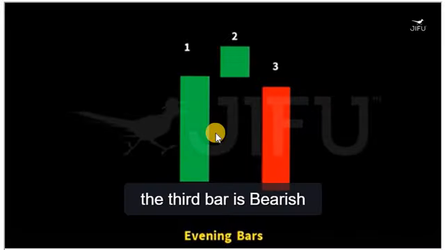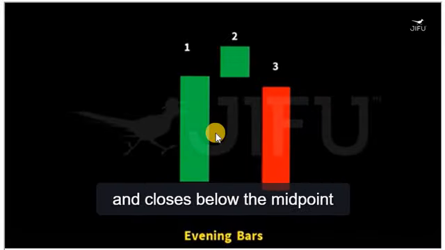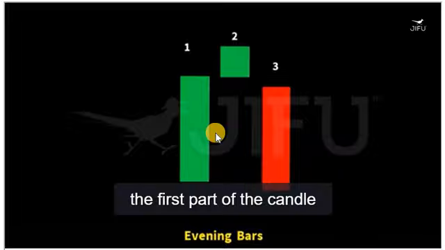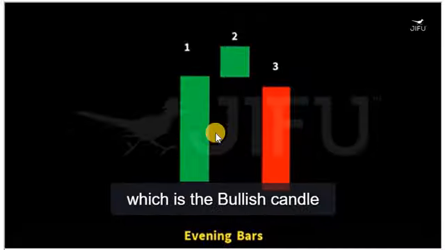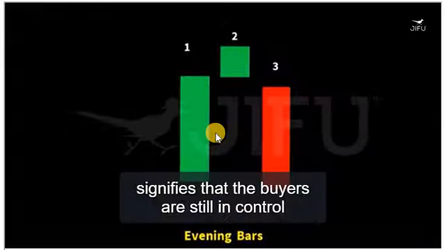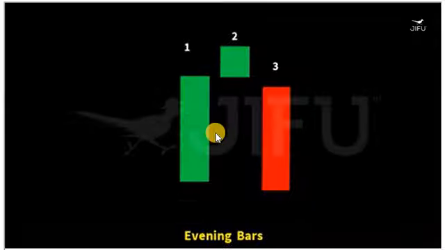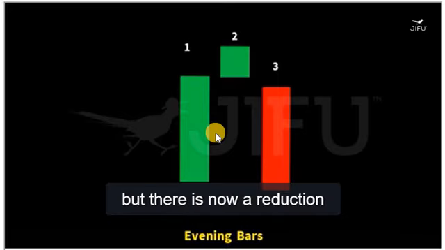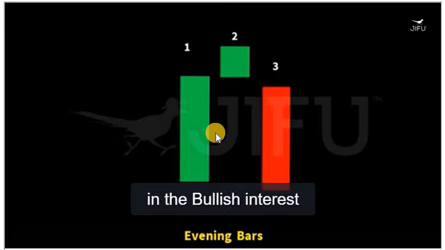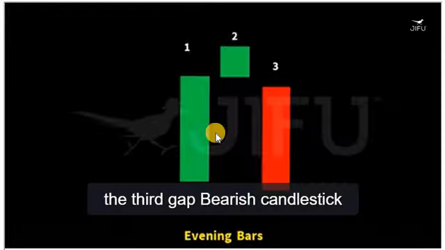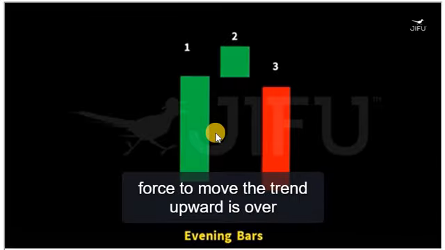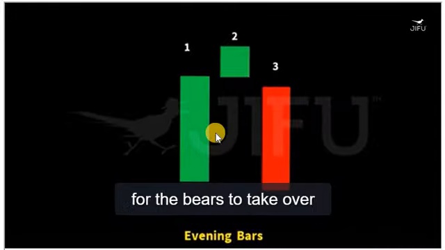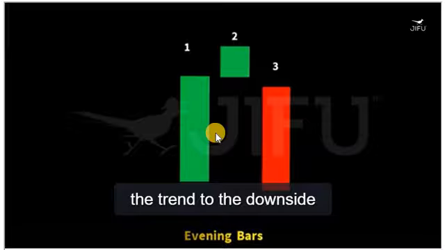The third bar is bearish, which gaps down and closes below the midpoint of the first candlestick of the pattern. The first part of the candle, which is the bullish candle, signifies that the buyers are still in control of the bullish trend. The second candlestick shows that buyers are still in control, but there is now a reduction in the bullish interest. The third gapped bearish candlestick indicates that the buyers' force to move the trend upward is over, and there's a high possibility for the bears to take over the trend to the downside.